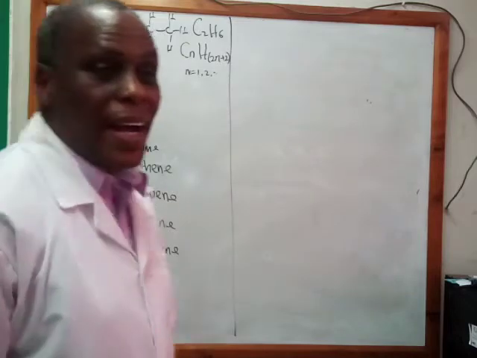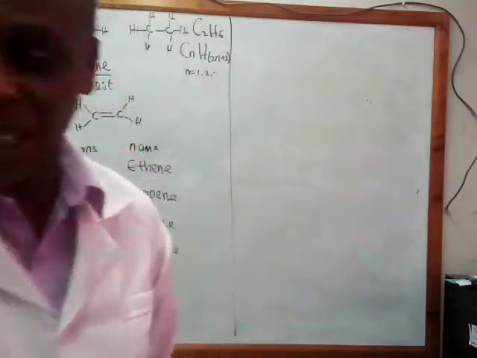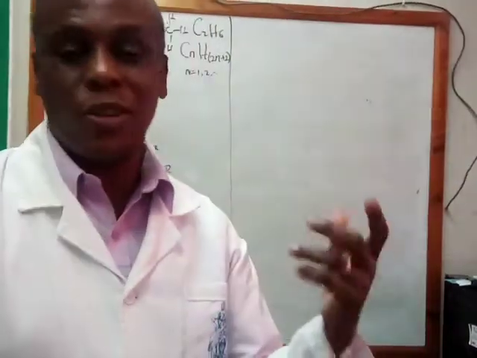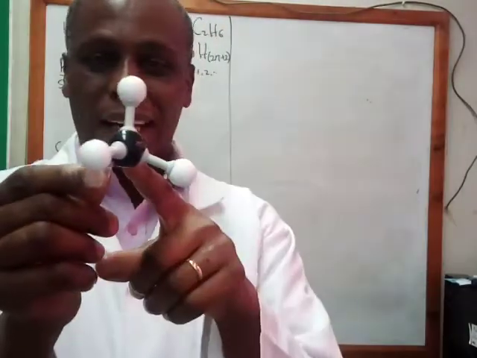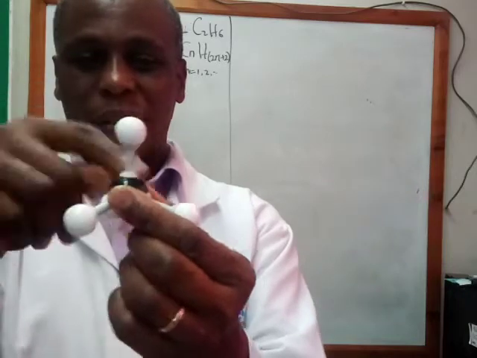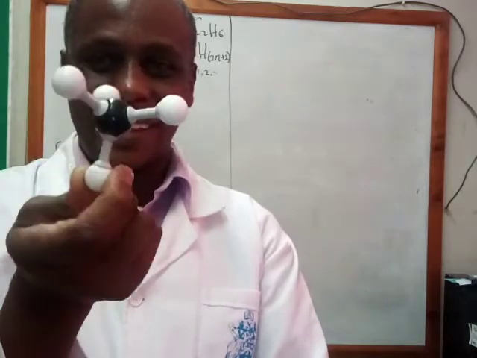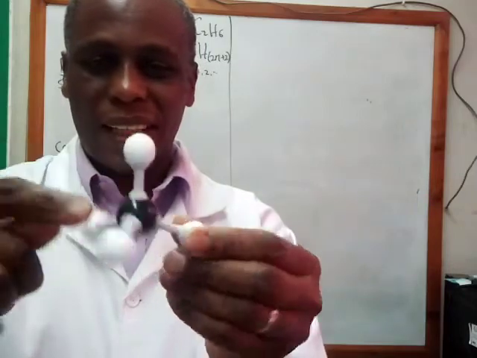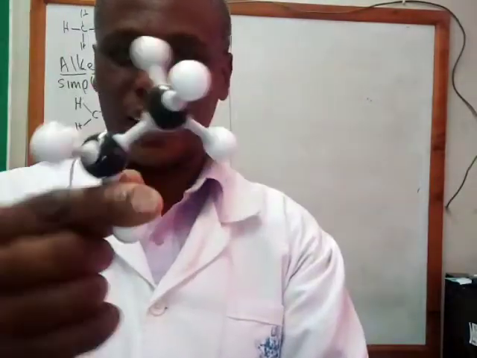Before I leave the alkanes, I just wanted to show you something which I've shown you before, but it's good for me to show you. This is a 1 carbon alkane. Take the black ball as the carbon and the white ones as the hydrogens. So this is what you're going to be calling methane. As you can see, it is tetrahedral, whichever way I look at it, and the bond angles are 109.5 degrees.